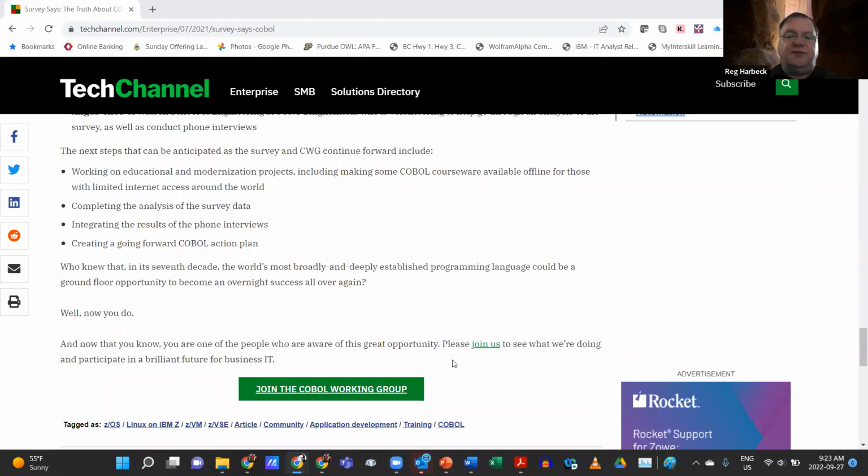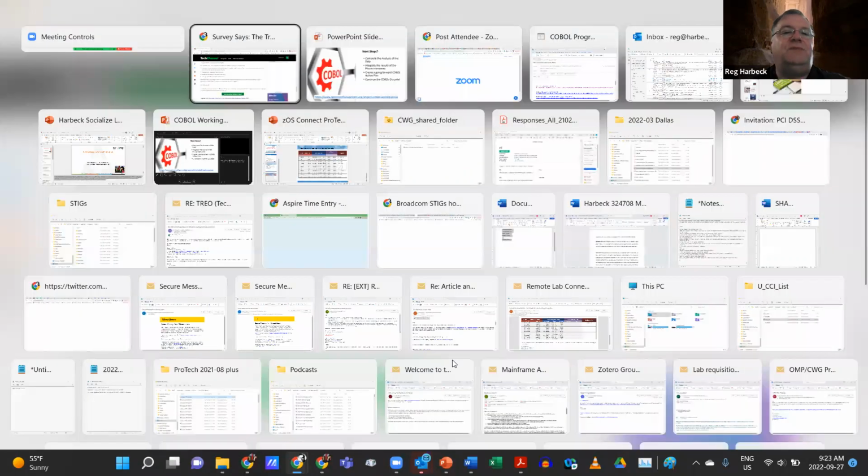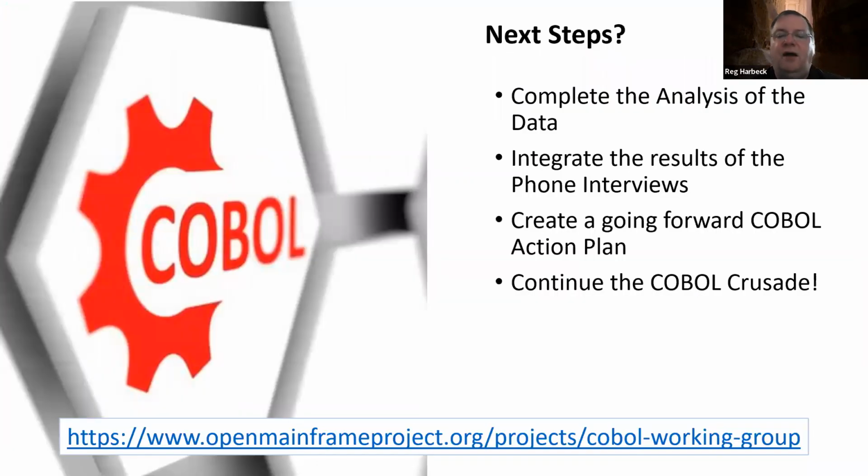I've written a lot of articles about COBOL myself. You can Google them up. And in one of them, I basically assert that by the time you finish writing the variables for a COBOL program, it practically writes itself. And so that said, here are the steps we're going to take moving forward. We're going to complete analysis of the data further and move forward, getting the word out. So that's sort of just a quick summary of what the COBOL working group has done so far.